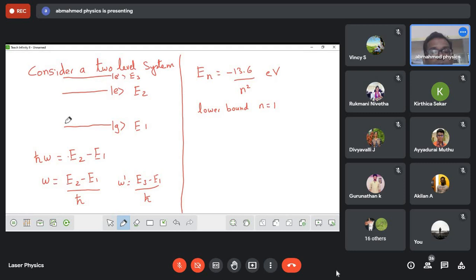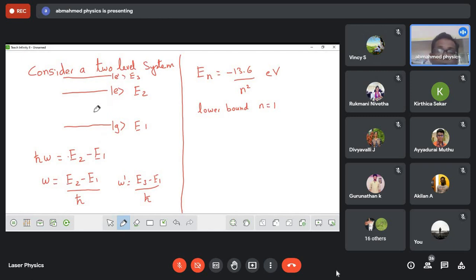Am I right? Do you agree with this? Suppose I choose the energy E3, what will happen? I can choose the levels between E2 and E3. Then I can consider the energy omega minus omega prime. Then I can play the role between these two levels. So it all depends on how you choose the energy levels and how you play with it. Do you agree with this? Yes, sir.